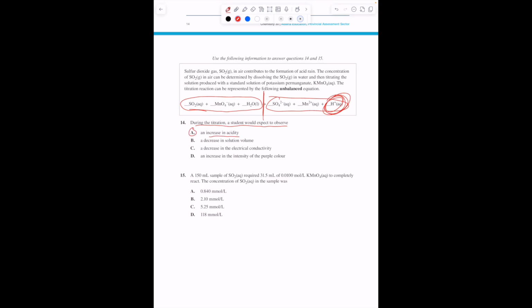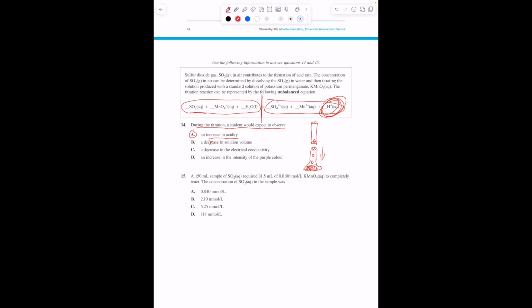Decrease in volume of solution. Well, I don't know exactly what they mean by that, but if they mean, as I'm doing the titration, I have this much liquid in here, and I'm squirting liquid into the Erlenmeyer flask, so that's going to increase in volume. So I'd say that's out.